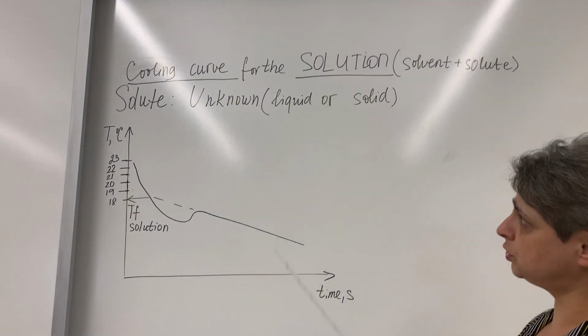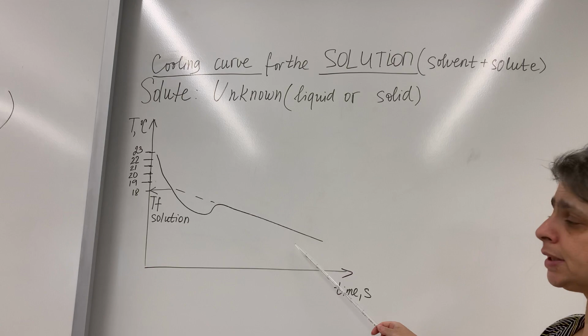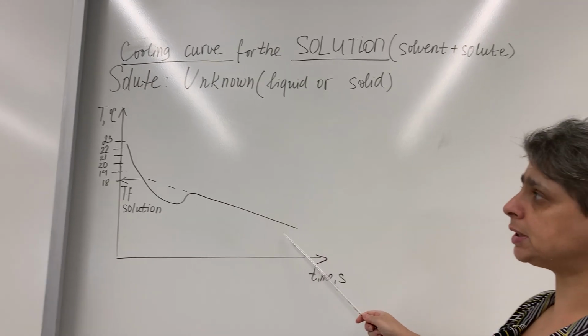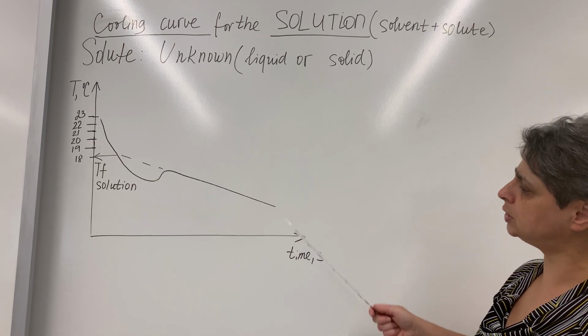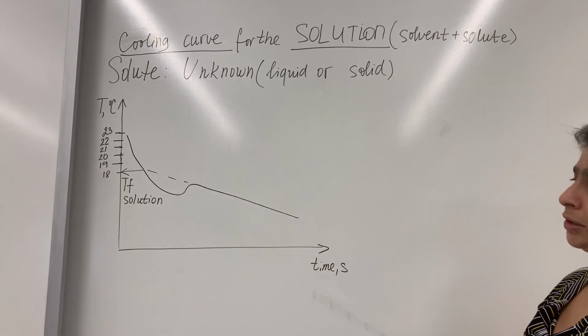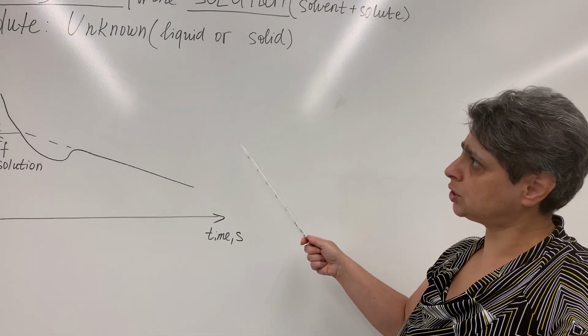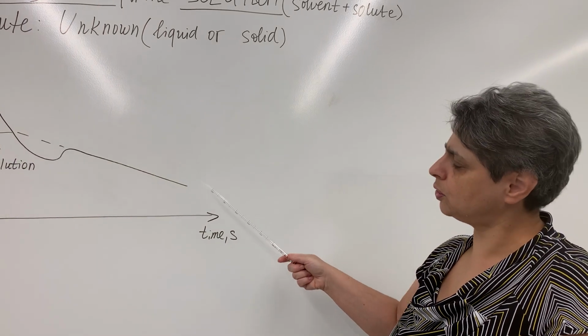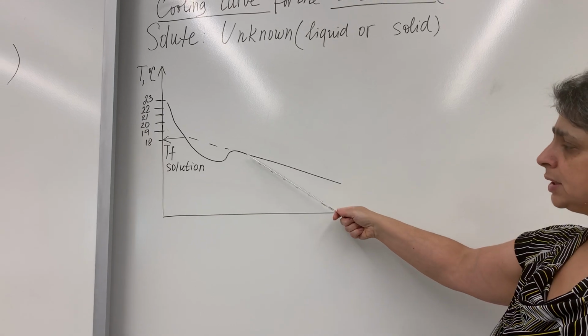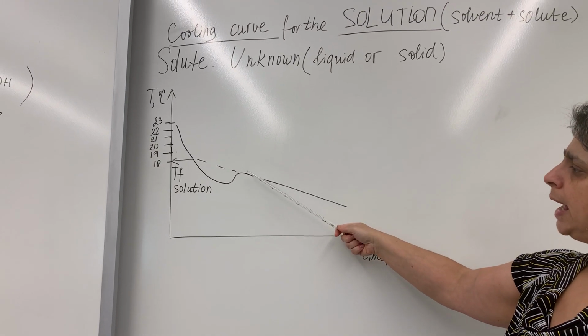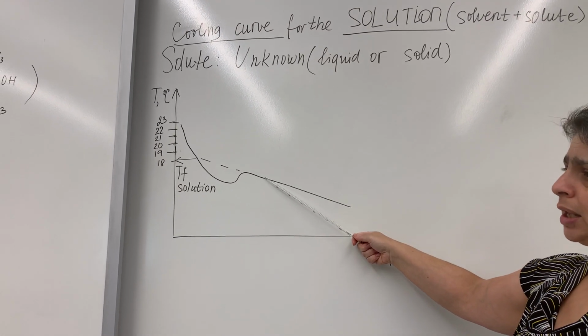And this is due to the fact that this is a two-phase system. It's not a pure substance anymore, it's a solution containing a solvent and a solute. And there's obviously a lot more solvent in the solution than solute in most cases. So what happens here is the solvent is the one that starts freezing first, and the solvent is turning solid.